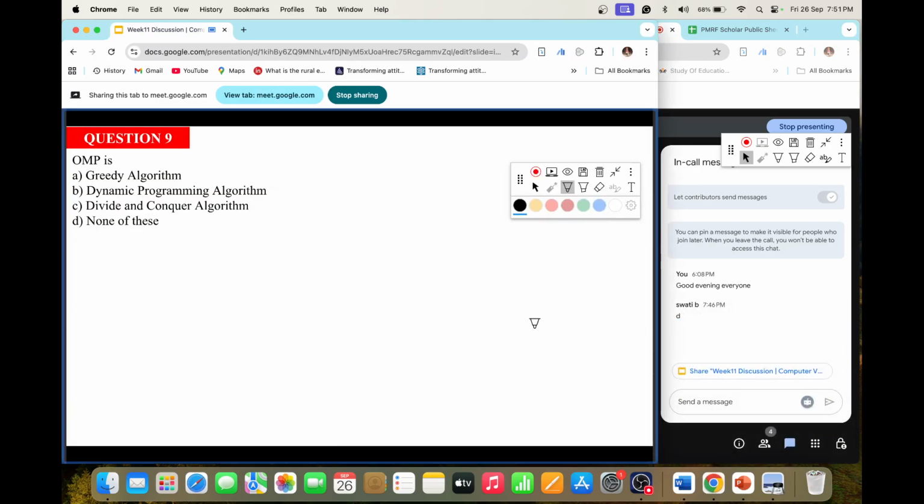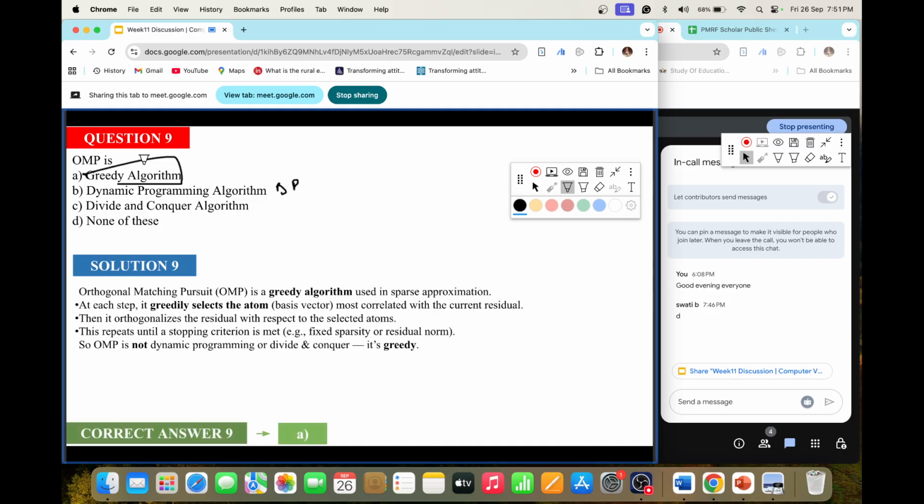Now, OMP is a greedy algorithm, a dynamic programming algorithm, or a divide and conquer algorithm? The dynamic programming algorithm is your BP algorithm, which does linear programming. Whereas MP and OMP are greedy algorithms. MP is more greedy, OMP is greedy plus least squares. That is why option A is the correct answer.